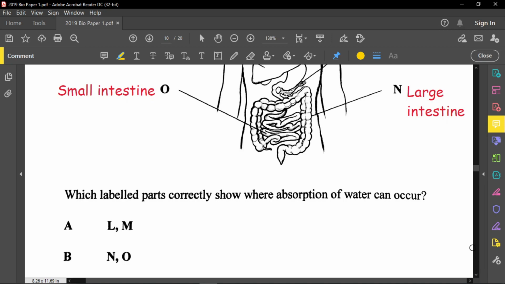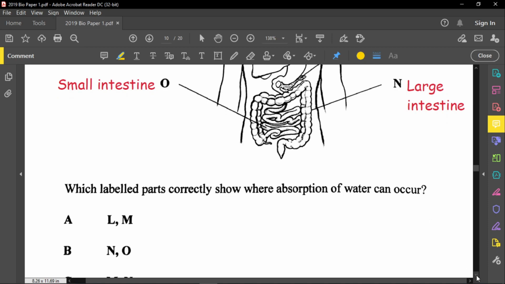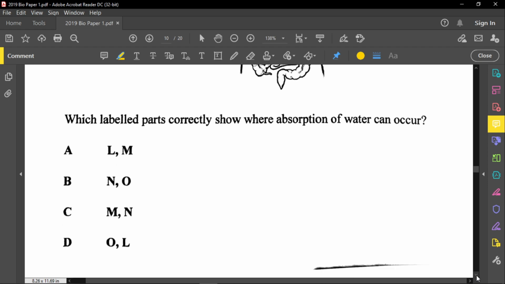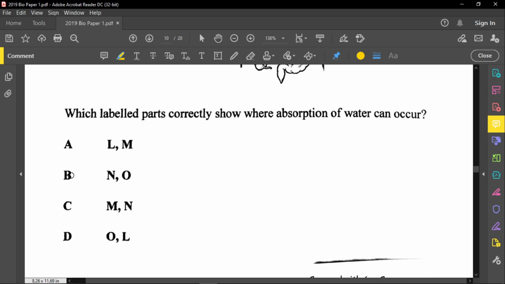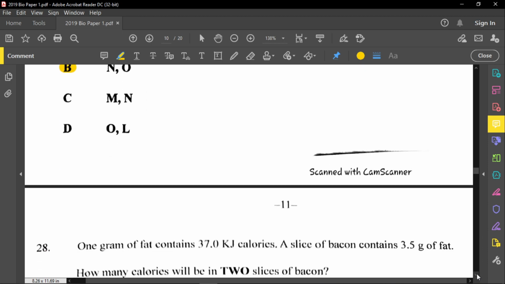Now, the large intestine is the main place for water to be reabsorbed, right? So absorption of water will take place mainly in the large intestine. However, absorption also takes place in the small intestine. Water is not the main thing there, but water can definitely be absorbed there as well. So now let's look at where we see O and N. O and N will be our option B. So option B will be our correct answer here. Let's go to the next question, which is question number 28.